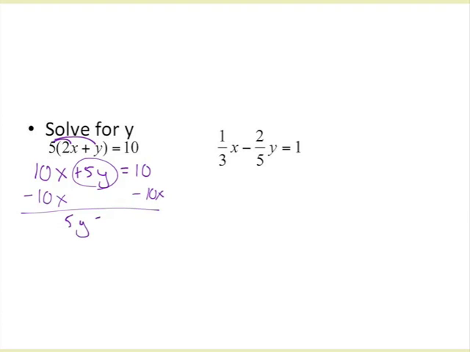Biggest mistake that students make here is trying to combine the 10 and the -10. Okay? One of them has an x, one of them doesn't have an x, so they are different types of things. So we need to just keep them as two separate terms. Then divide by 5 to every single term. We get y equals 2 minus 2x.